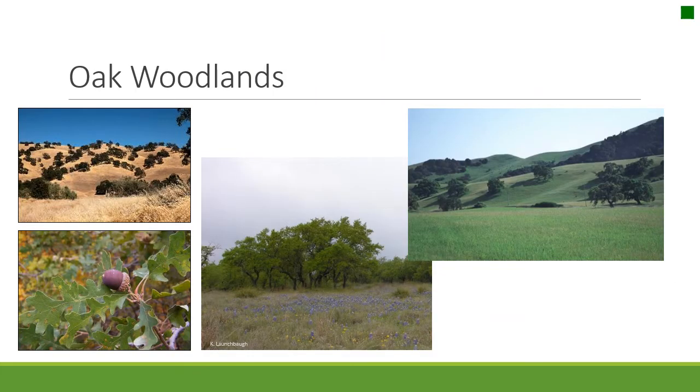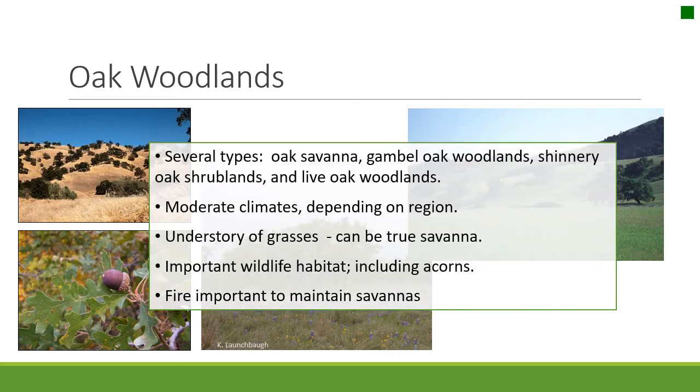Here's some pictures of those oak woodlands that you might see. The central one in the middle is from Texas. So live oak trees in Texas, and then the upper two are from California, but they're both live oaks, and they vary a little bit in the understory. So several kinds of live oaks, some from oak savannas to gamble oak woodlands, shinery oak shrublands, live oak woodlands, all the same, dominated by different species of oaks and different understories. What unites them all is this moderate climate.